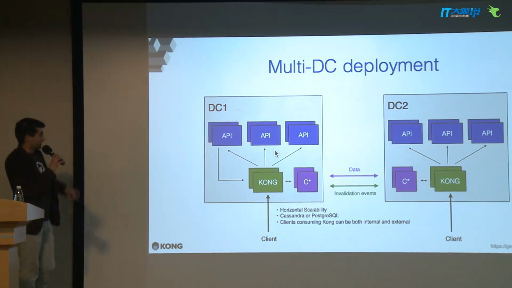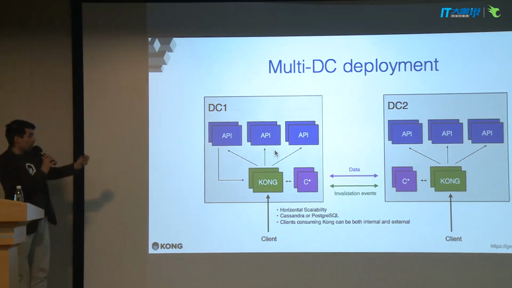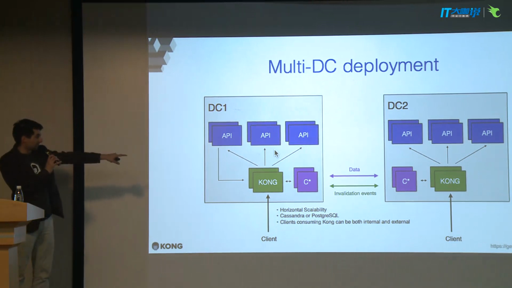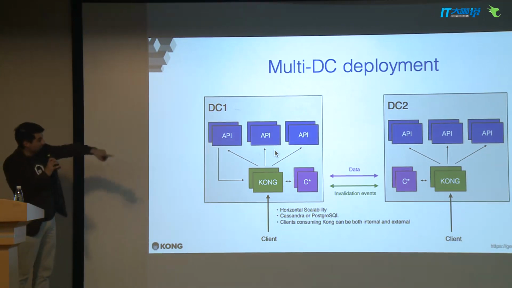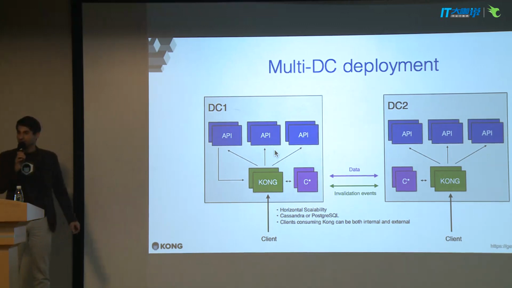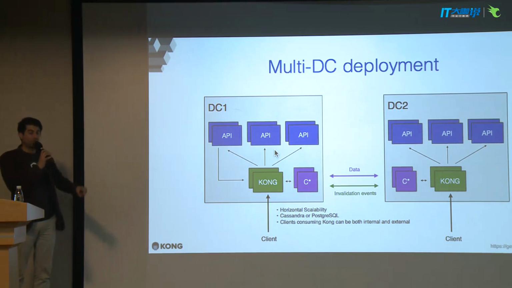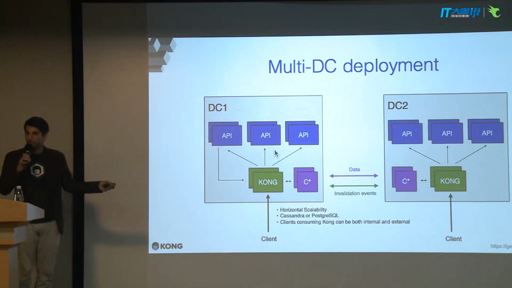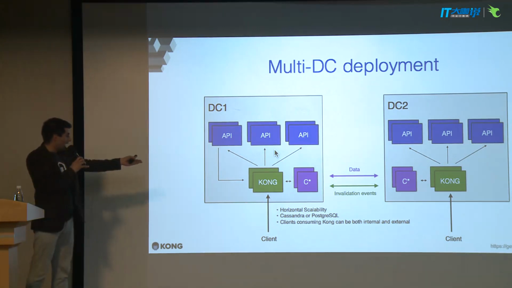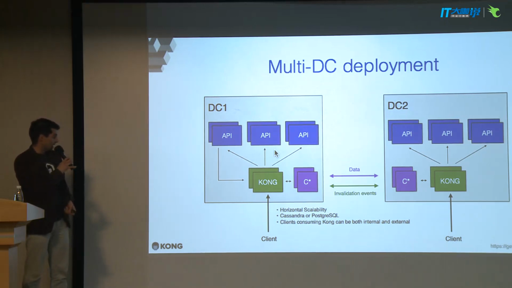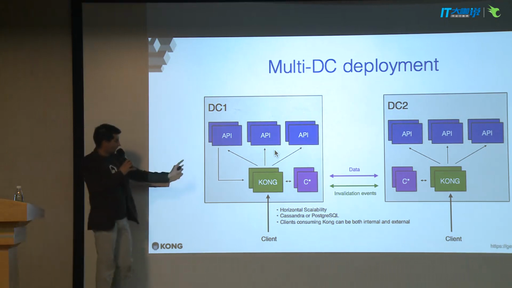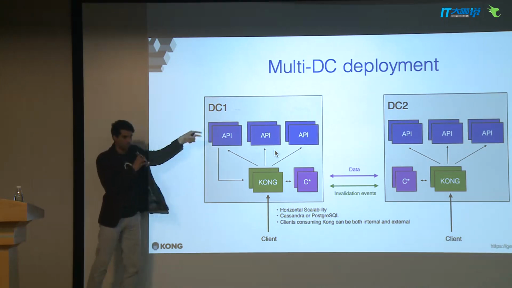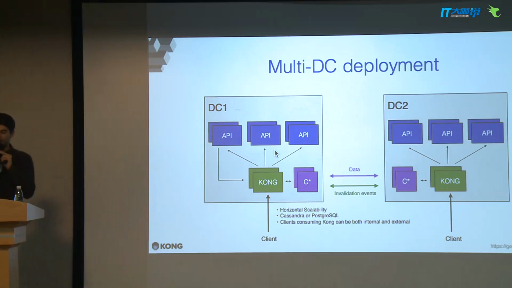And of course, it natively supports multi-DC. Each Kong node talks with each other and talks with a database like Cassandra. Cassandra itself is delegated to replicate the data across multiple data centers, and Kong just communicates with the local Cassandra cluster to access the data. It provides horizontal scalability. You can add and remove nodes to Kong and Cassandra if you want to support additional load. You can choose between Cassandra and Postgres. And the clients consuming Kong can be external or internal, so Kong can be an entry point for your internal APIs as well.